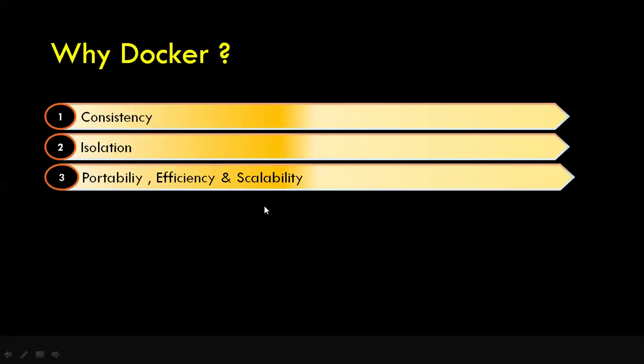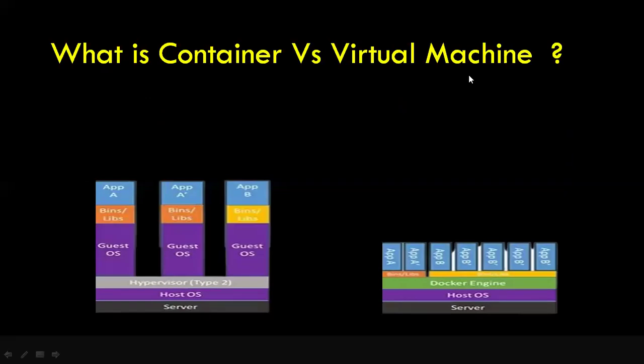Next is efficiency and scalability. What do I mean by efficiency? It shares only the operating system kernel, hence it is more lightweight. What I am trying to say is, in the past there was something called a virtual machine. How many of you have used VMware? Simple example: this is my laptop, and I have installed the Windows operating system. I want to test my application on a Linux system. In that case, what should I do? I have to buy another laptop.